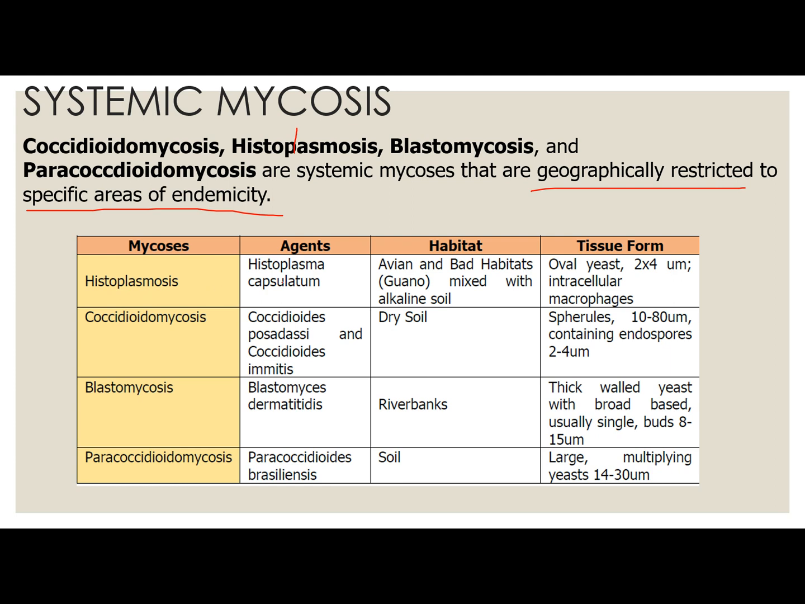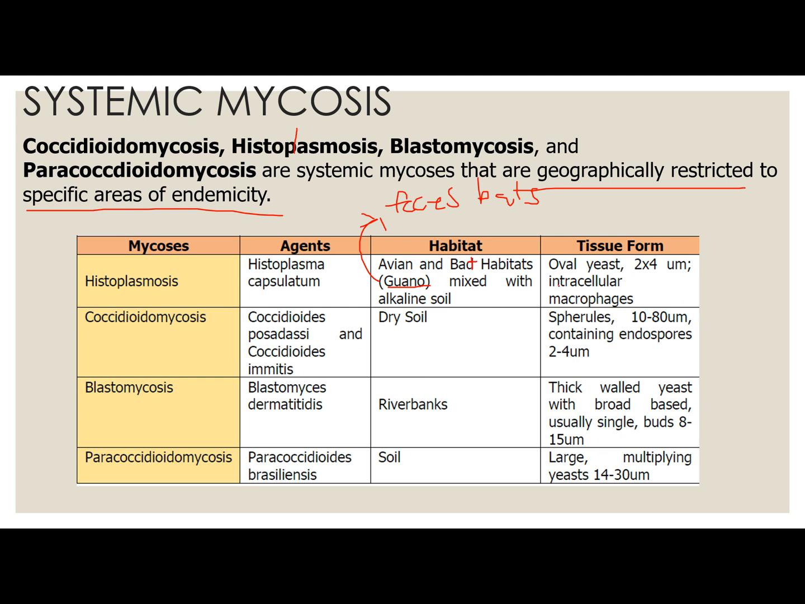So histoplasmosis, class, is caused by the fungi Histoplasma capsulatum. Its habitats, class, are avian and bat habitats, especially from their guano. When you say guano, class, these are the feces of bats. So usually you would acquire histoplasmosis if you go to caves. Bats, they would live on the roof or on the top of caves. Then they would defecate, and in the feces or the guano of the bats is where you can find your Histoplasma capsulatum. So if you inhale the spores of the mold, there's a possibility that you could get infected.